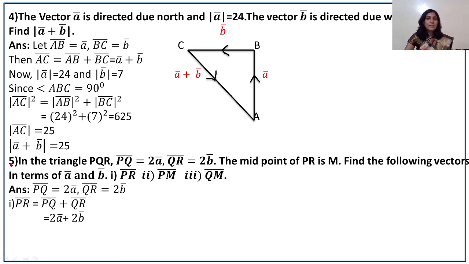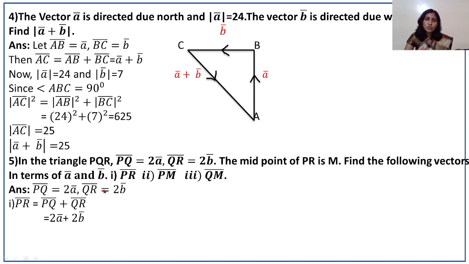Then next example: in the triangle PQR, PQ bar is equal to 2A bar, QR bar is equal to 2B bar. Then the midpoint of PR is M. If the midpoint of PR is M, then find the following vectors in terms of A bar and B bar. Suppose PR is a line and M is its midpoint. So we have to find PR bar first. It is a very simple example. PR bar means what? Here PQ bar is given, PQ bar is equal to 2A bar.